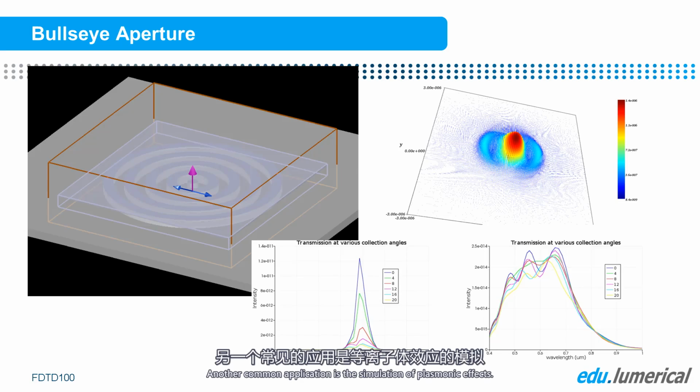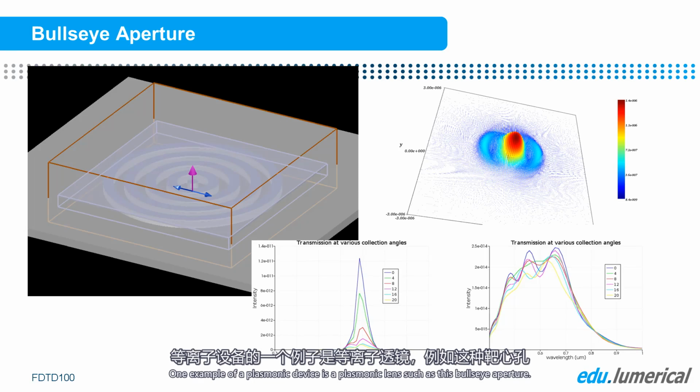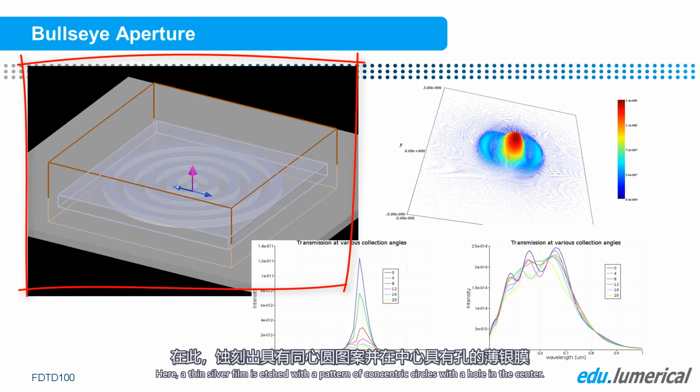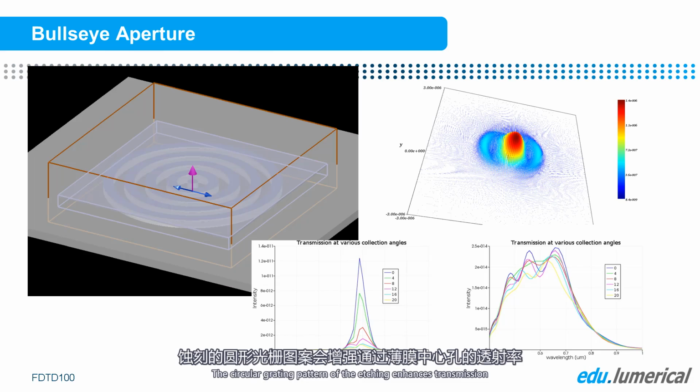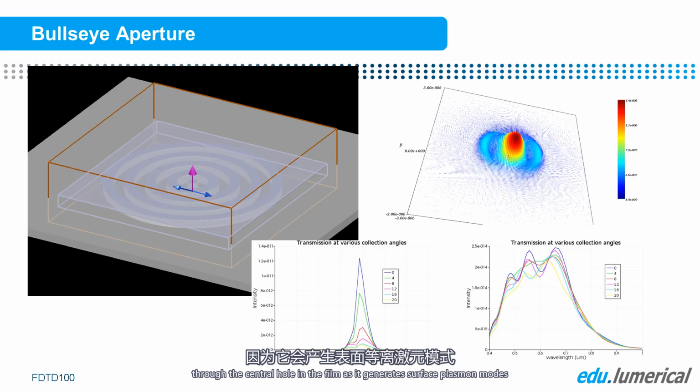Another common application is the simulation of plasmonic effects. One example of a plasmonic device is a plasmonic lens, such as the Bullseye Aperture. Here, a thin silver film is etched with a pattern of concentric circles with a hole in the center. The circular grating pattern of the etching enhances transmission through the central hole in the film, as it generates surface plasmon modes, and we can simulate the angular distribution and enhancement of the light transmitted through the lens due to the applied patterning.